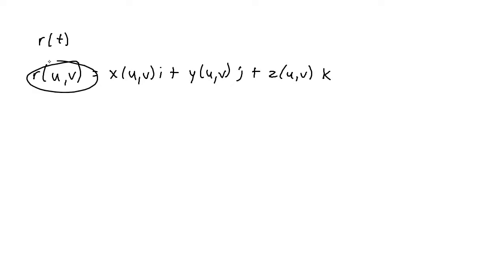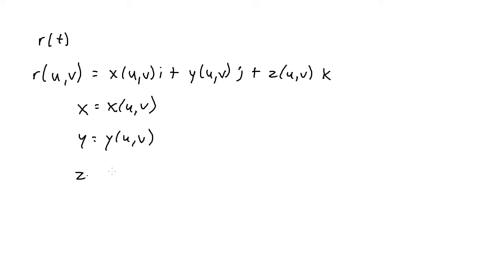And so the standard formula is going to be x in terms of u and v times i, plus a y equation in terms of u and v times j, and then plus a z equation in terms of u and v times k. So if we were to come up with parametric equations for this specific vector function, then we can say that x equals the x component, x in terms of u and v, y equals the y component, y in terms of u and v, and z equals the z component, z in terms of u and v.